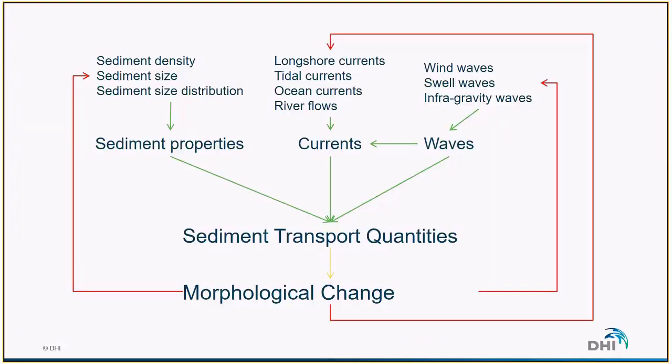This is a schematic way of showing what we are going to look at today. And it shows different components of sediment transport. So we have currents and waves, which are the forcing. And all this together will lead to the estimation of sediment transport quantities. And depending on the sediment transport quantities, we will have a potential morphological change. This morphological change will have a direct impact on the forcing itself, which will be different from the previous state.